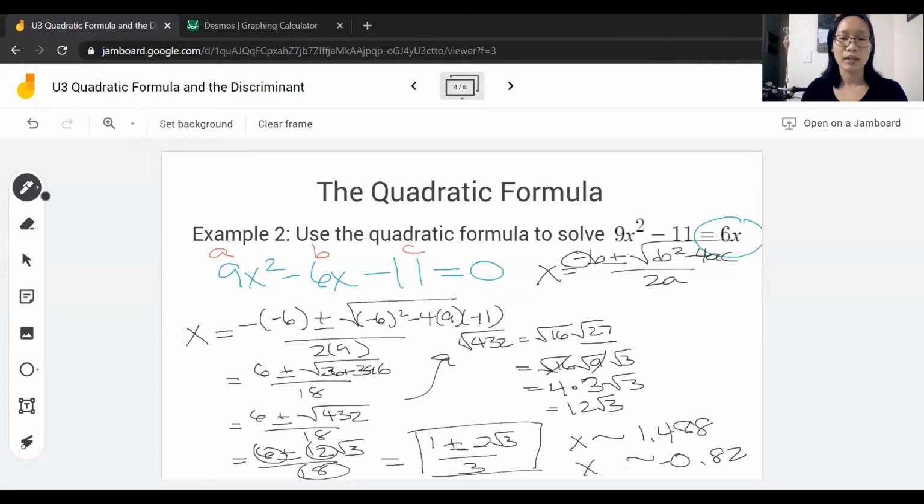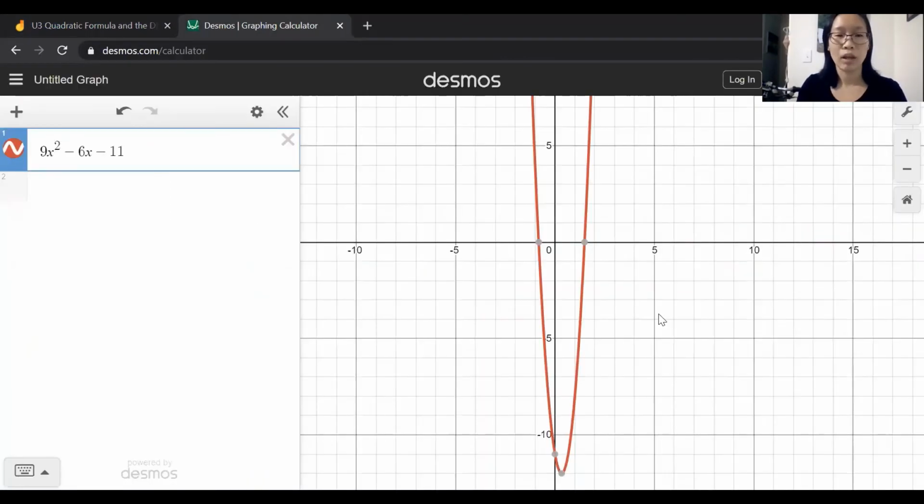I can verify this on Desmos by graphing. And when I graph, I find that I have two real zeros at the same points that I predicted using my formula, so I know that I'm right. Let's try a third example.